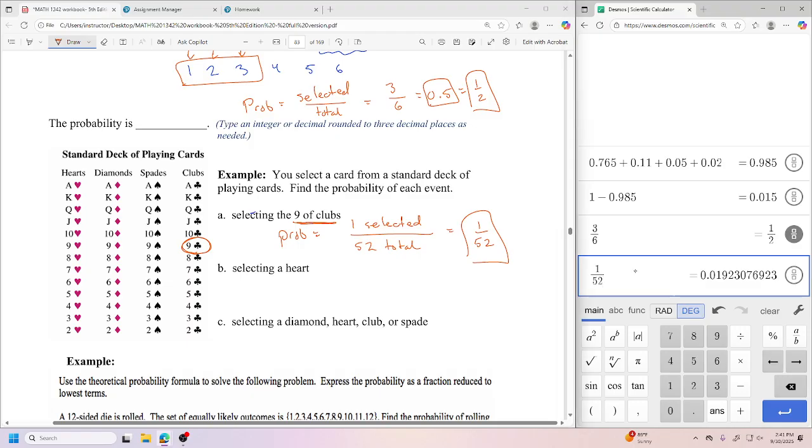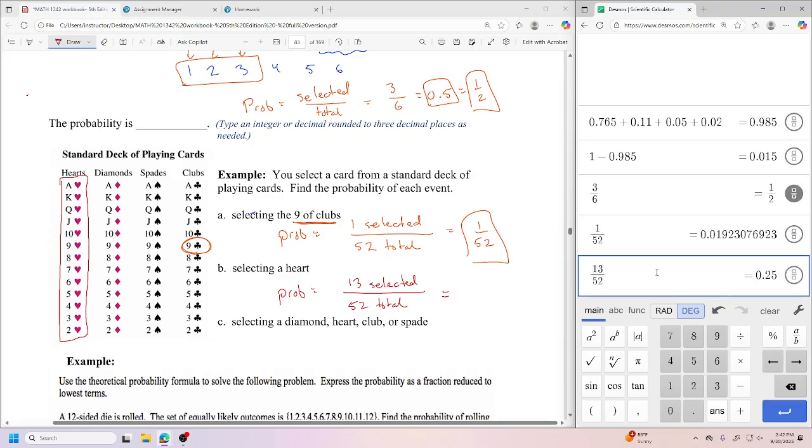Okay, the next one, selecting a heart. So my hearts, they're all right here. My probability is going to be selected over total. You said 13 selected. My total is again 52, because this one's a bigger one. So you can go back over here, 1/4, perfect. Another way to see this is we did one suit out of the 4 suits.